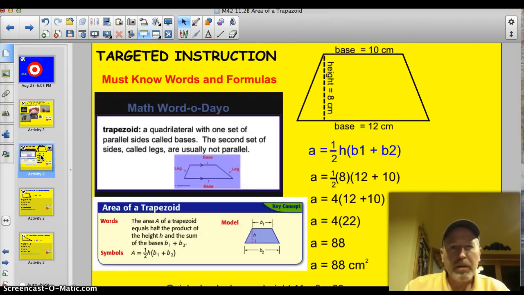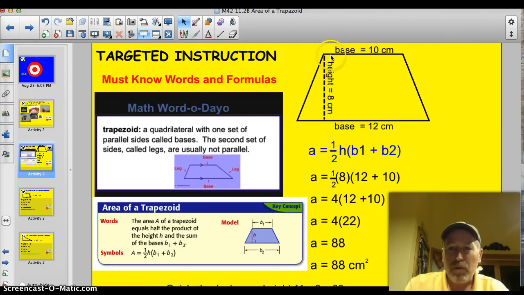All right. Must know words. First of all, let's talk about what a trapezoid is. I know you hear that term, but a lot of people get them confused. A trapezoid is a quadrilateral. It has four sides. That's what quadrilateral means. It has two sides that are parallel. We call those sides bases. It has two sides that may or may not be parallel. Usually they're not parallel. Those are called legs.